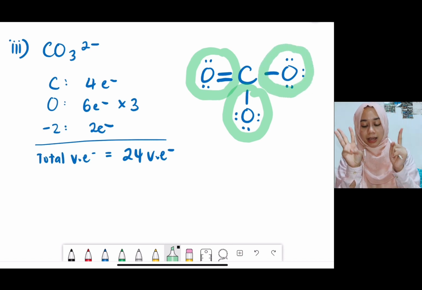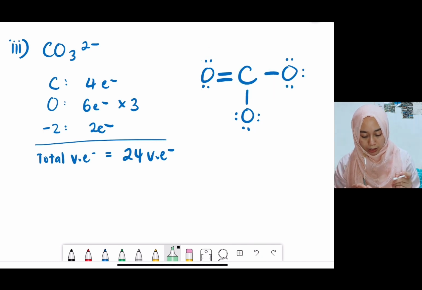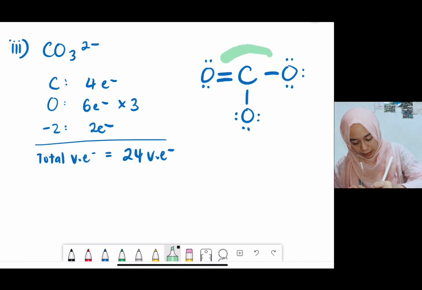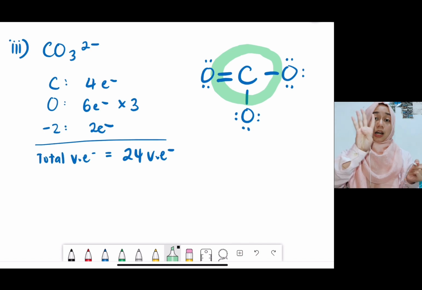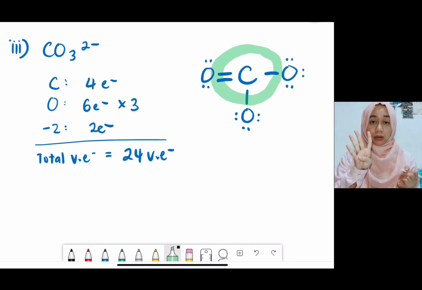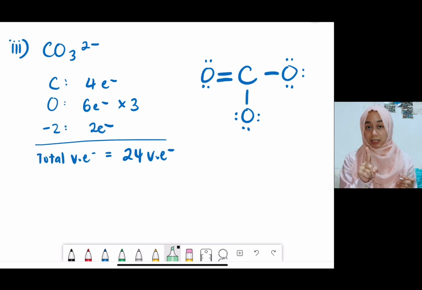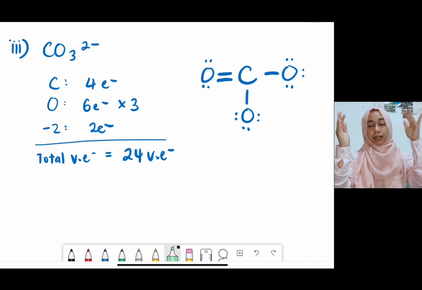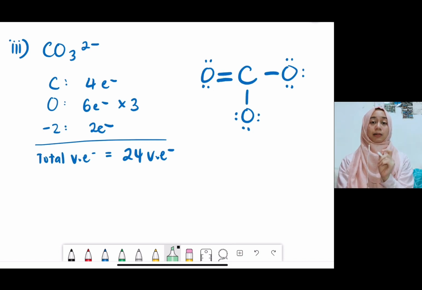pair. Okay. And even kalau kamu tengok carbon sendiri sekarang ni dia dah ada 4 bonding pair. Bermaksud dia ada 8 elektron. Okay. And then just double check sekali lagi juga, selain daripada kamu check whether semua dah mencapai octet, double check sekali lagi betulkah dia punya total valence electron ada sebanyak 24.